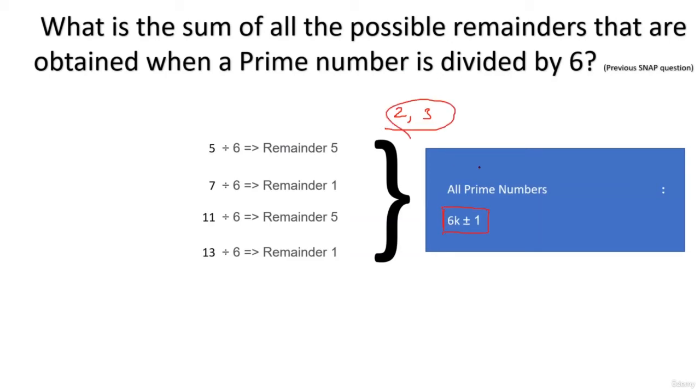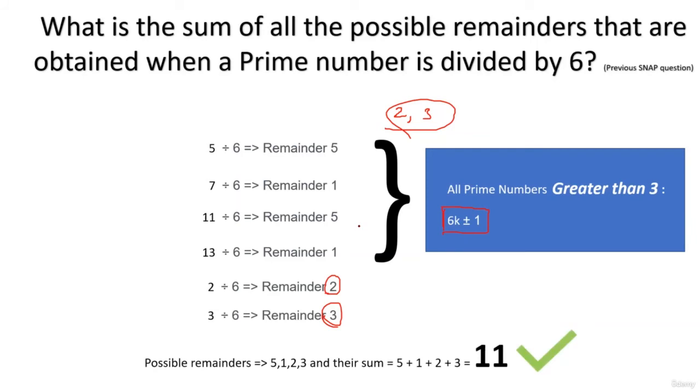Okay, greater than 3, huh? This is applicable for all prime numbers greater than 3. Okay, they can be written in the form of 6k plus minus 1. Okay, so remember, the possible remainders you can have here are 2 and 3, which we found out for 2, 3 as such. And for all the other numbers, the remainders are basically 1 and 5. So when you add them, you get the answer 11.